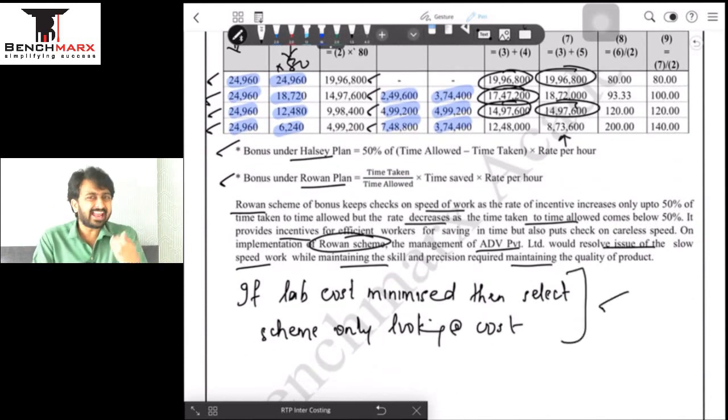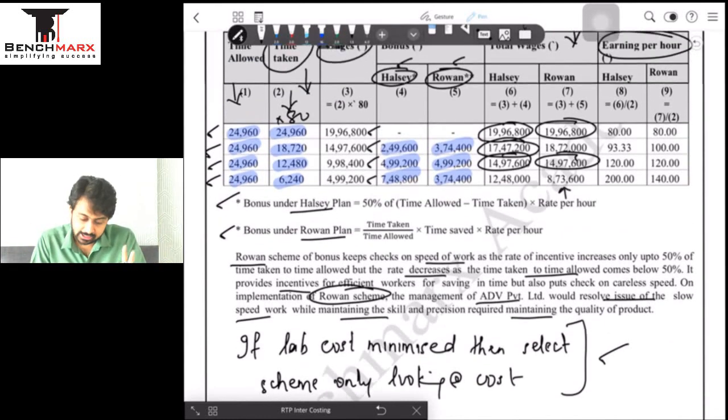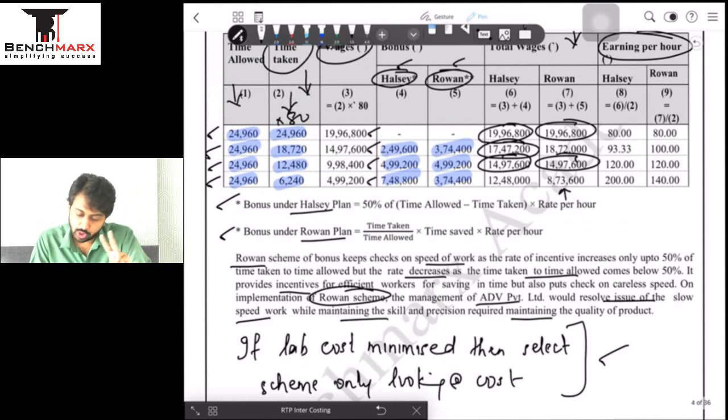So we can write down that if cost is the only objective, then in case number 2 you have to select Halsey, and in all other cases Halsey or Rowan is indifferent. And in case number 4, you have to select Rowan. But as I say, wherever possible you always recommend Rowan because Rowan is better. It keeps a tab on extra time savings, and this can be beneficial for the company.